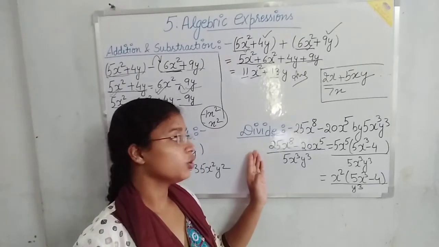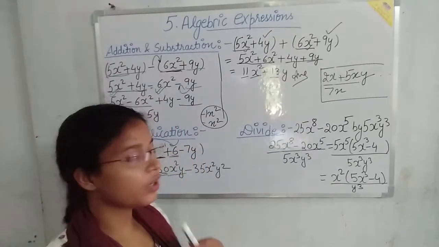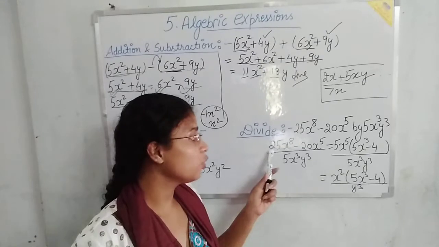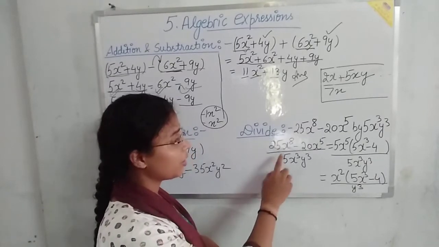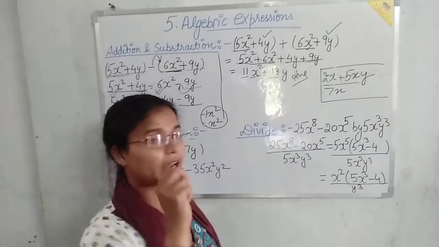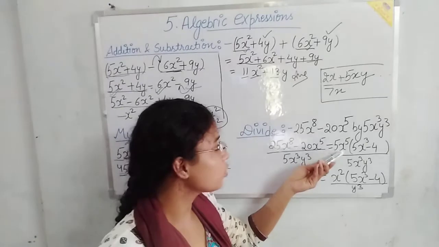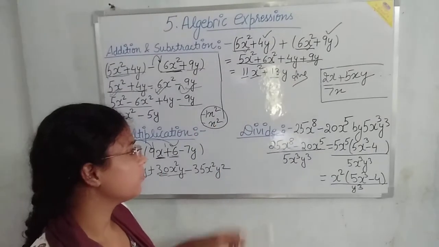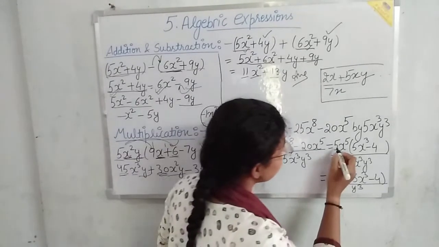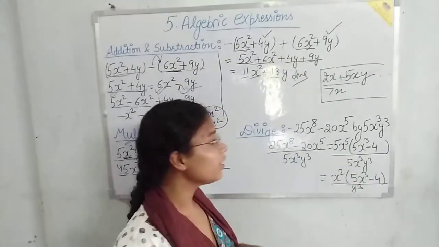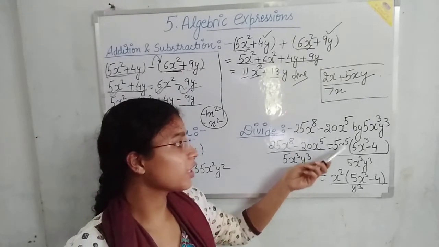Now, in the numerator, you can take a common factor of 5x to the power 5. How will you know what number we can take out as a common? You have to take the LCM, least common multiple. Take the two terms and find their LCM. Sorry, you have to take out the HCF here. So when you take out the common factor, you will get 5x to the power 5.